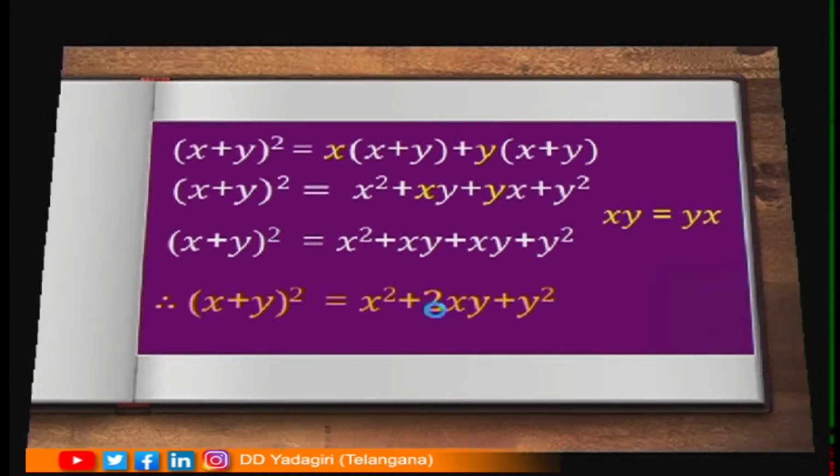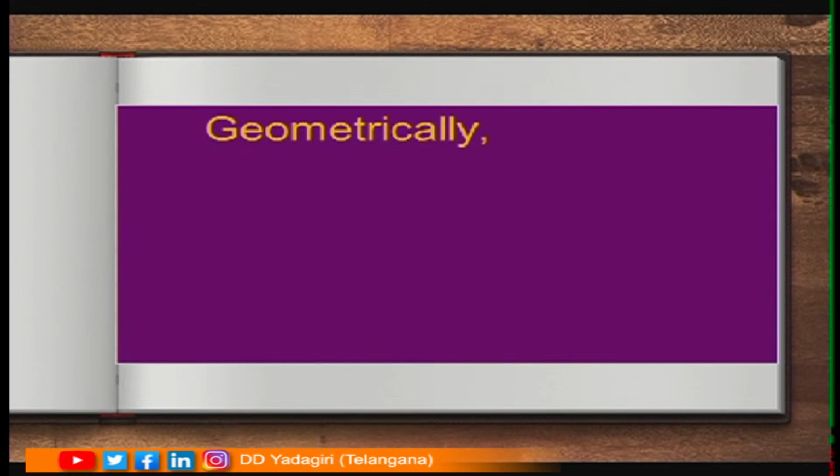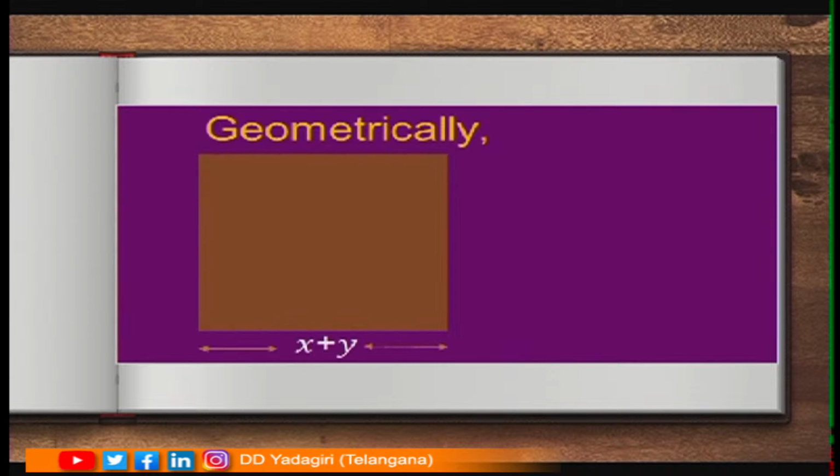How do you prove this geometrically? We take a square of side x plus y. You see this is x plus y and here also you got x plus y. Now what you do is you take a point on any one side and from this edge you call it distance x, and the remaining part is going to be y, because the total length is x plus y. So, it is covered by x and y.